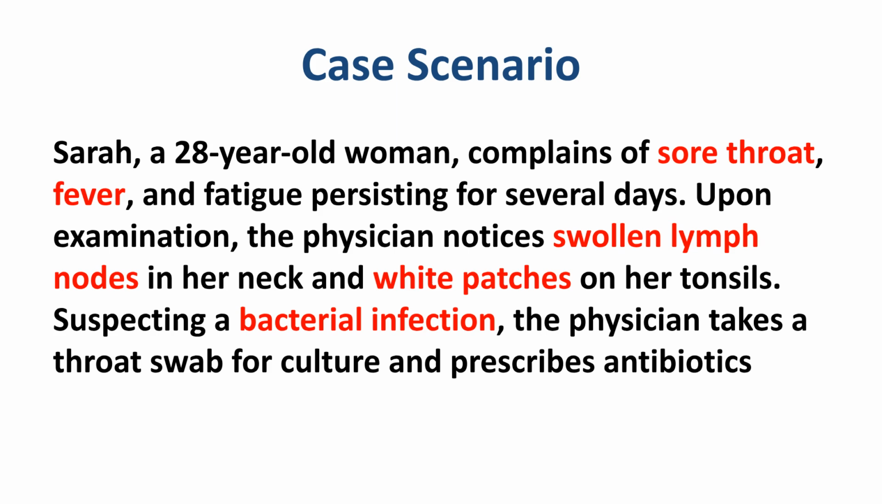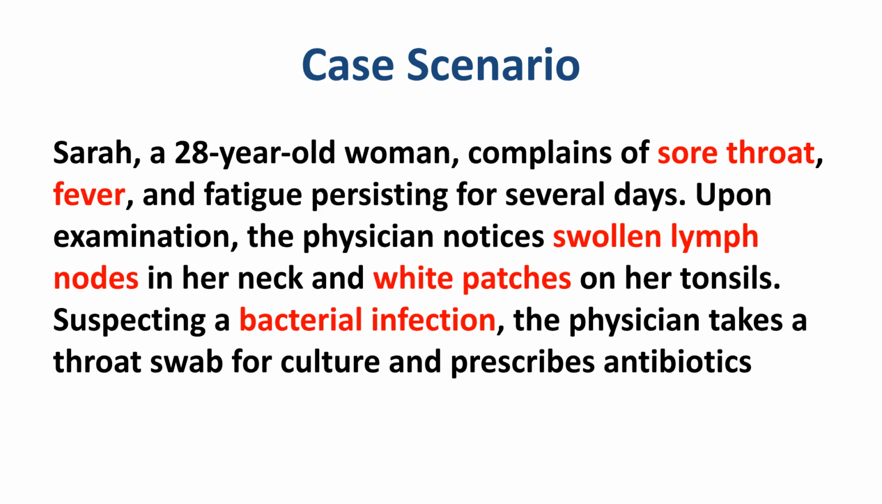The swollen lymph nodes indicate active immune responses occurring in these secondary lymphoid organs. Suspecting bacterial infection, the physician takes a throat swab for culture and prescribes antibiotics. But what's happening immunologically in Sarah's body? When bacteria infect her throat, they're captured by antigen-presenting cells in the local tissues and lymph nodes. These APCs process the bacterial antigens and present them to T cells, initiating adaptive immune responses.